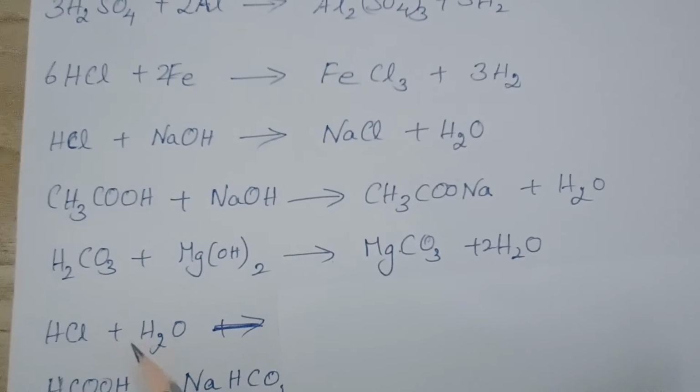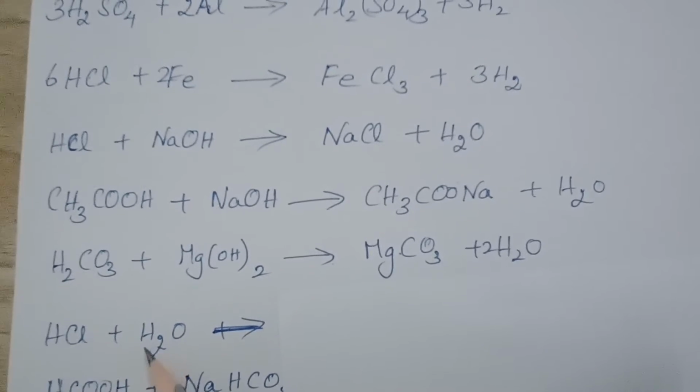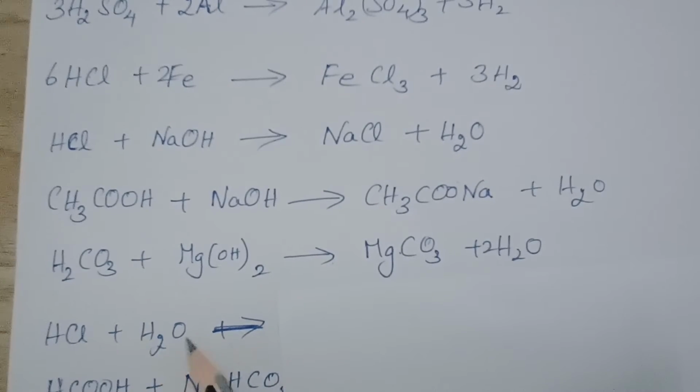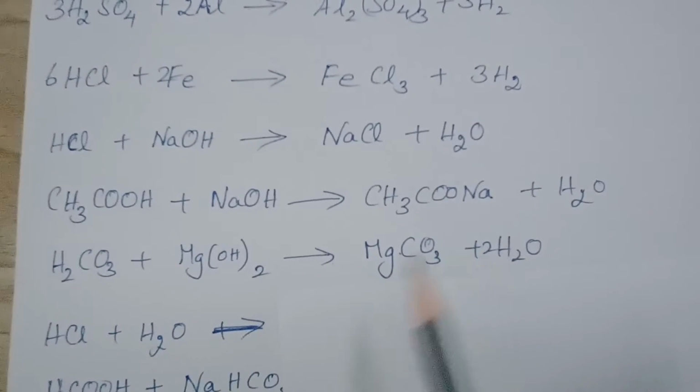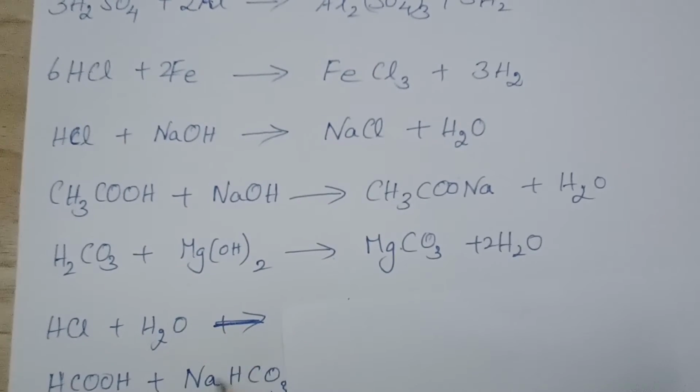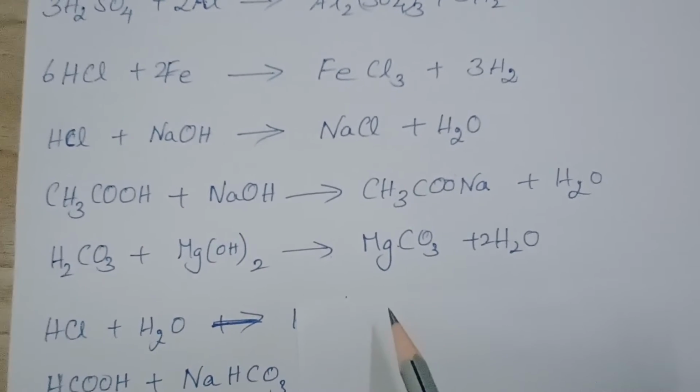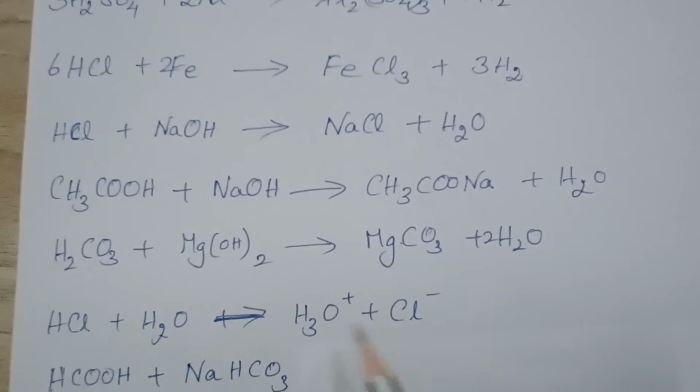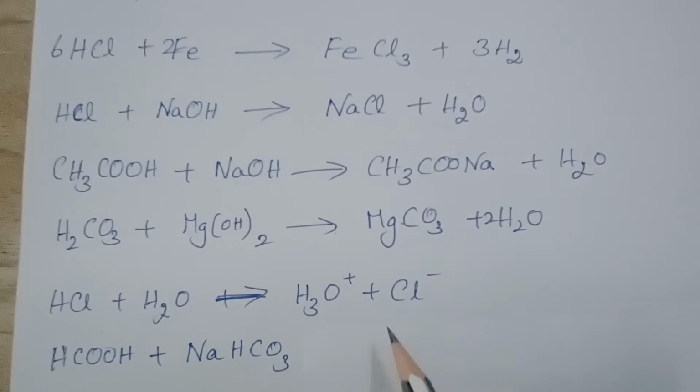Next, what is the reaction between water and acid? Hydrochloric acid plus H2O gives hydronium ions and Cl minus, right? This is a strong acid and it fully dissociates, right? H3O plus, Cl minus. This is hydronium, right?